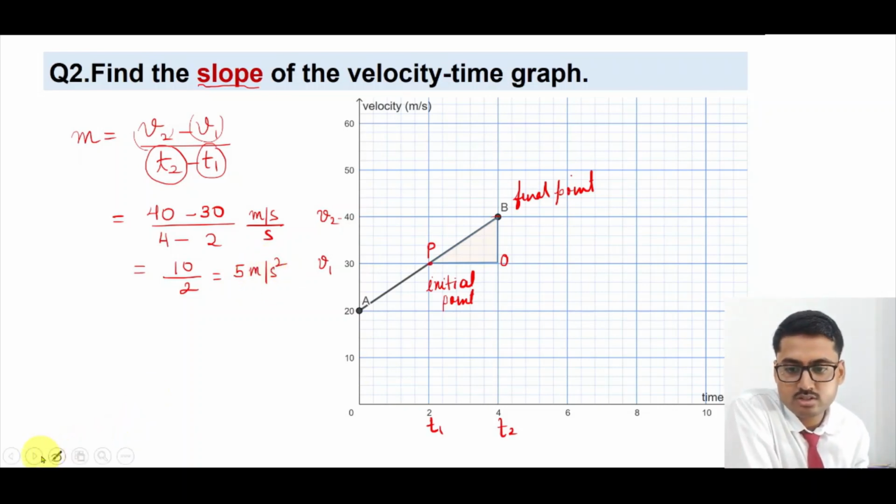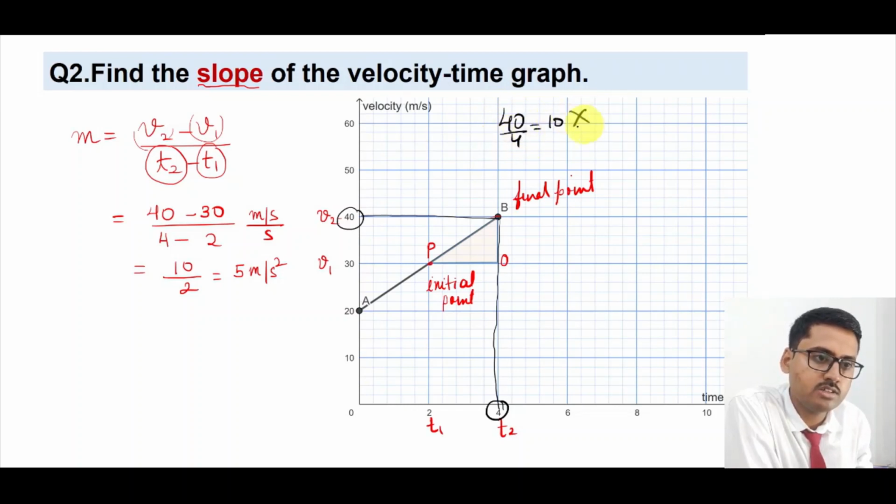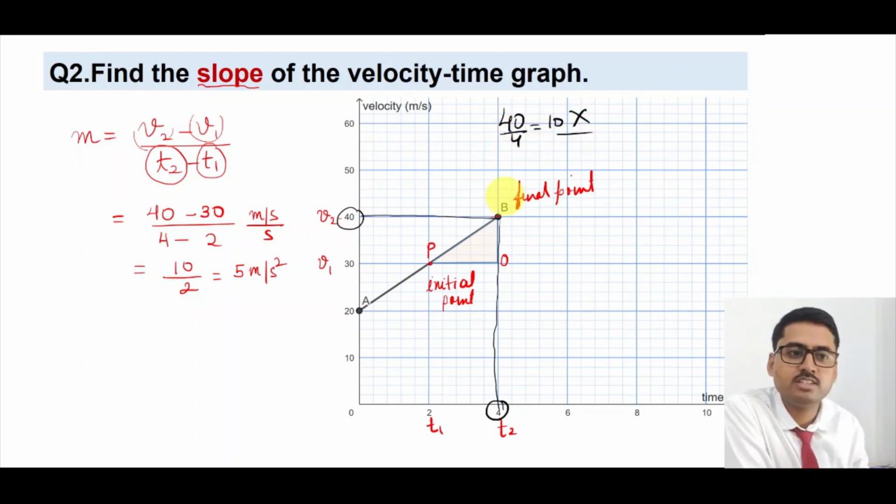If you would have taken this point directly, 40, and divided by 4, you will get the answer as 10, and that is actually wrong. So 40 by 4 will not give you the right answer. This is wrong. Got it?